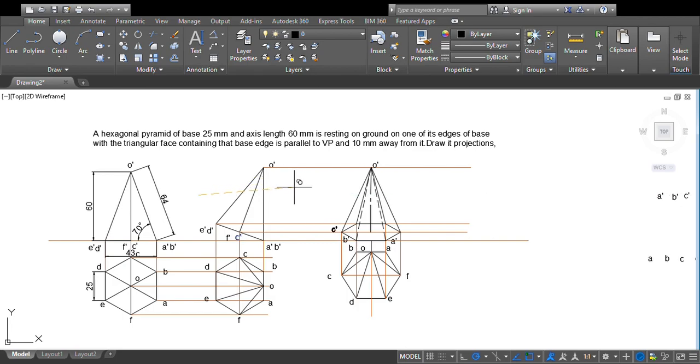Then you have D2 dash. And then you have E2 dash and O2 dash. Okay, so in that way you can get the points. Here you have F2 dash also. This is F2 dash. So you can get all those points.